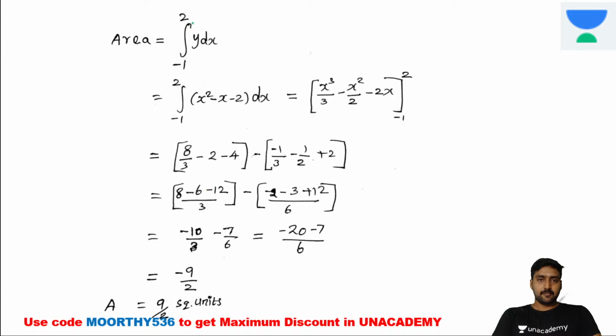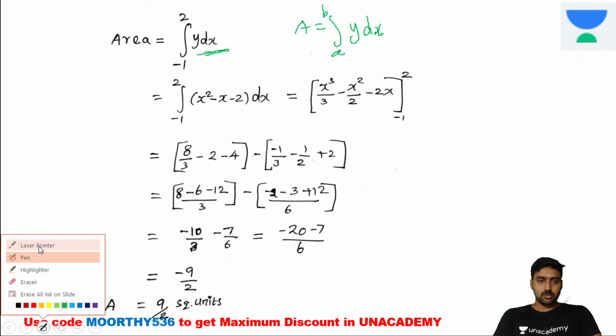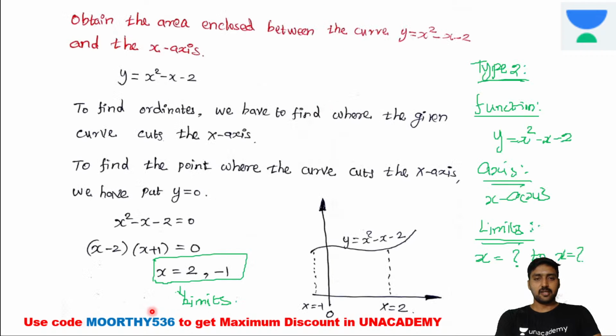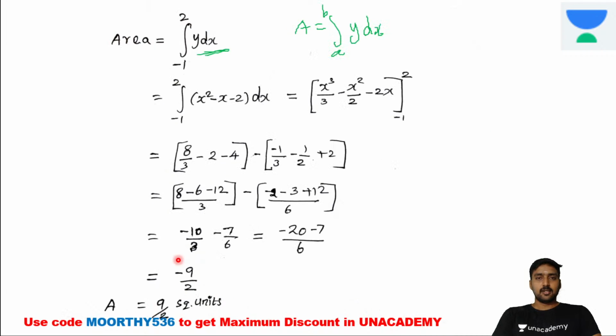From the limits, now again the formula: area is equal to integral of a to b y into dx. So this is the formula. Now the a to b limit is minus 1 to plus 2. So this is what we have identified as the limits of x, minus 1 to 2. Now y is equal to x square minus x minus 2, into dx.